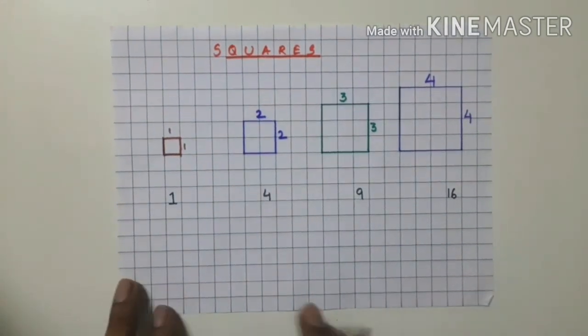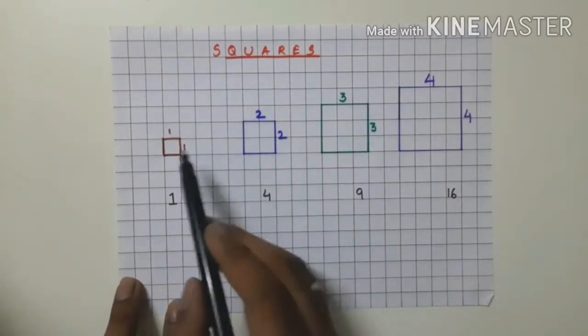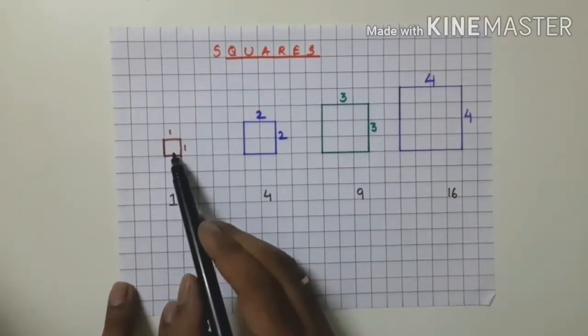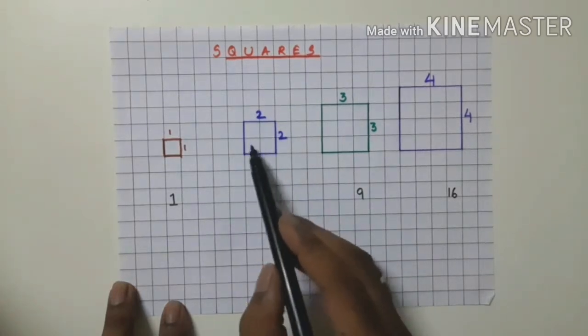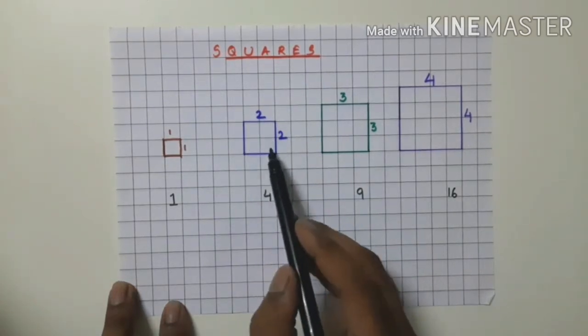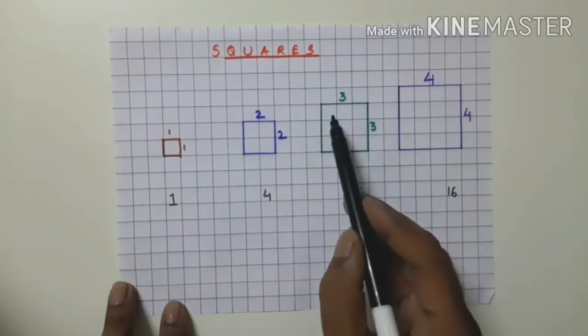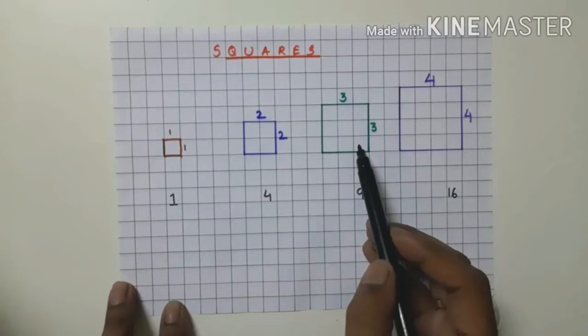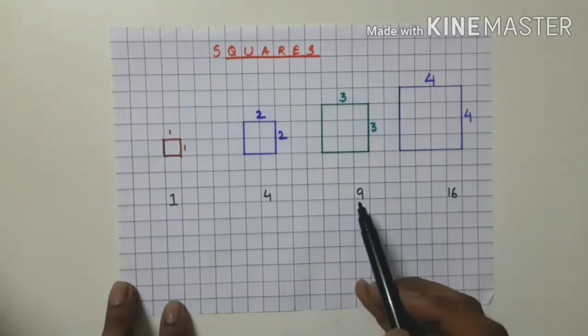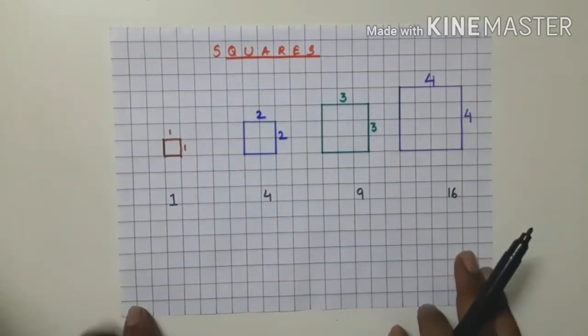So here we can see that this square contains only one square, so it is of 1 square unit, and this square has 4 squares inside, so it is of 4 square units. And similarly 1, 2, 3, 4, 5, 6, 7, 8, 9, so it has 9 squares, so it is having 9 square units. So this is the way we are finding the area of the squares.